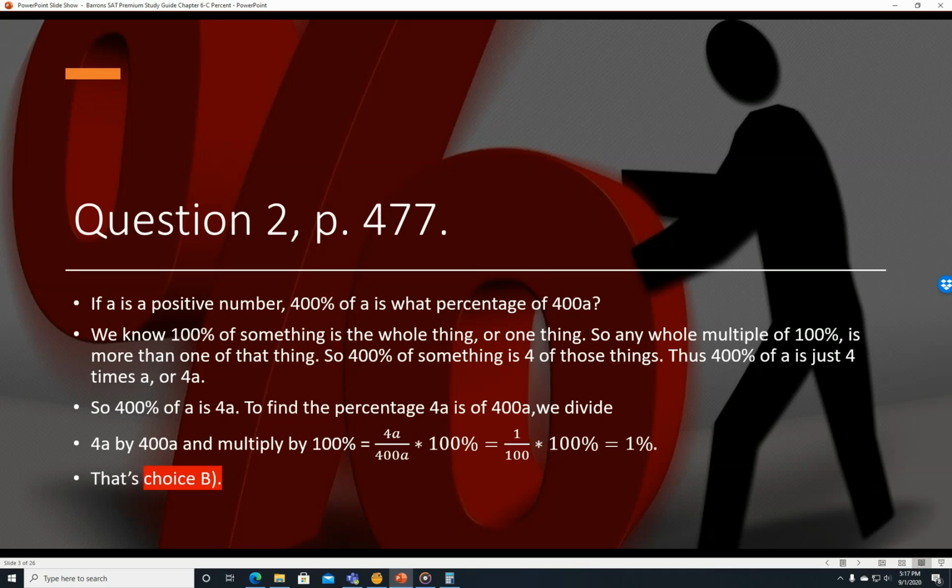So now that we know the 400% of A is 4A, to find the percentage 4A is of 400A, we just divide 4A by 400A and multiply by 100%. The 4's cancel out, the 4 in 4A and the 4 in 400A, and the A's also cancel out. So it just becomes 1 over 100 times 100%, which is 1%, which is choice B.